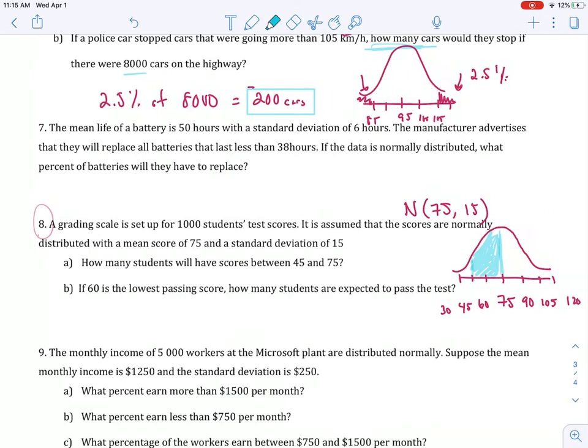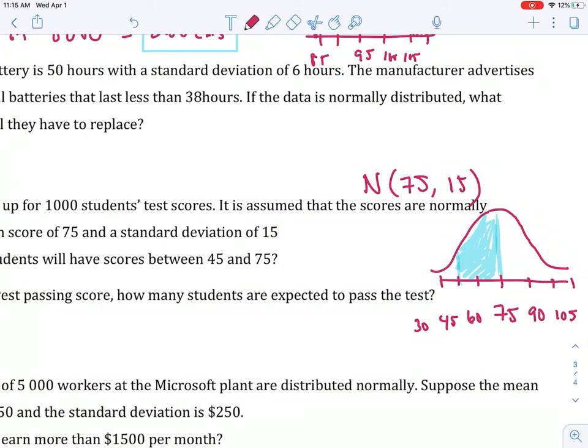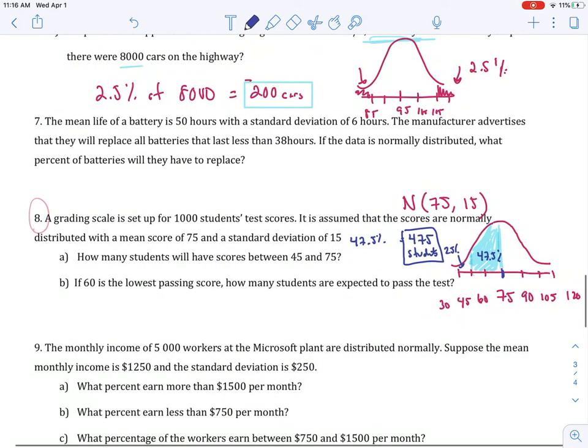Okay, that would be: there's 50% to the left of 75, and there's 2.5% in this blank part of the tail. 50% minus 2.5% leaves me with 47.5%. There are 47.5% of the 1,000 students, which is 475 students.